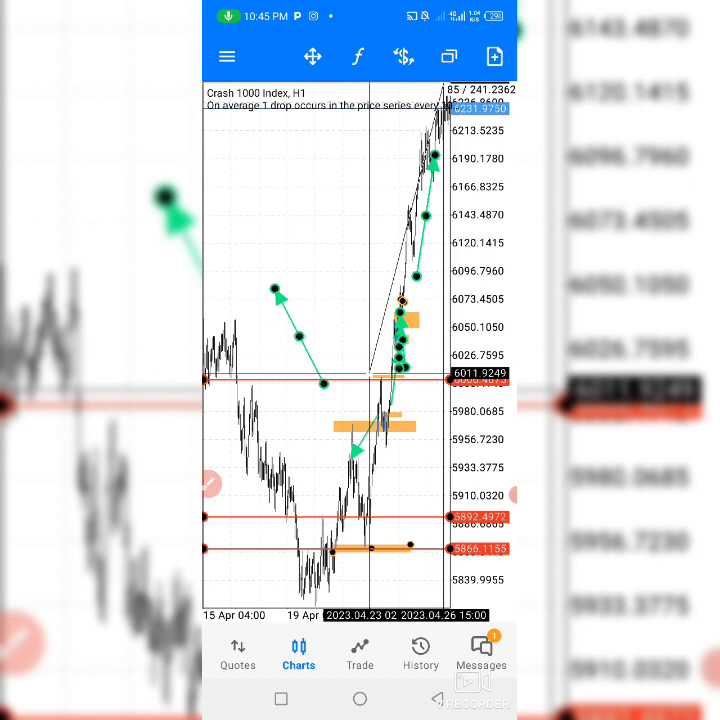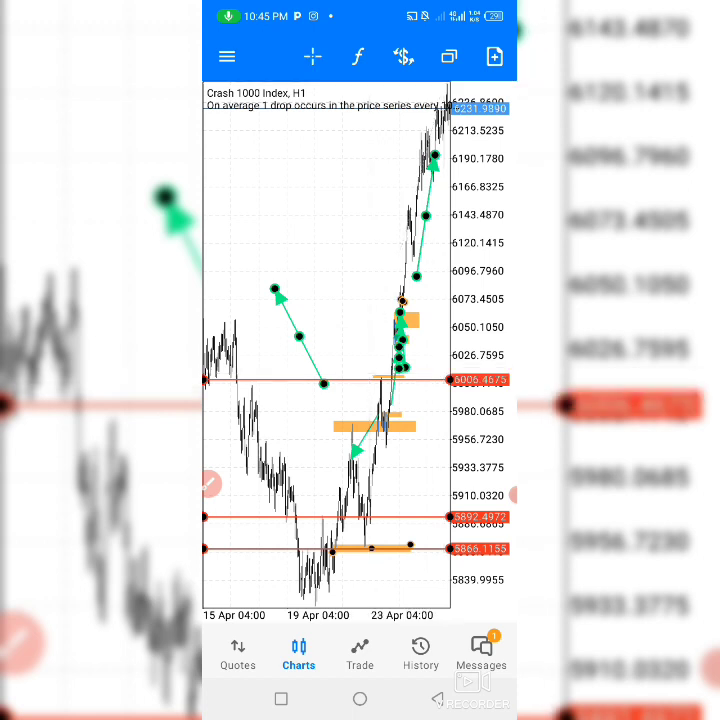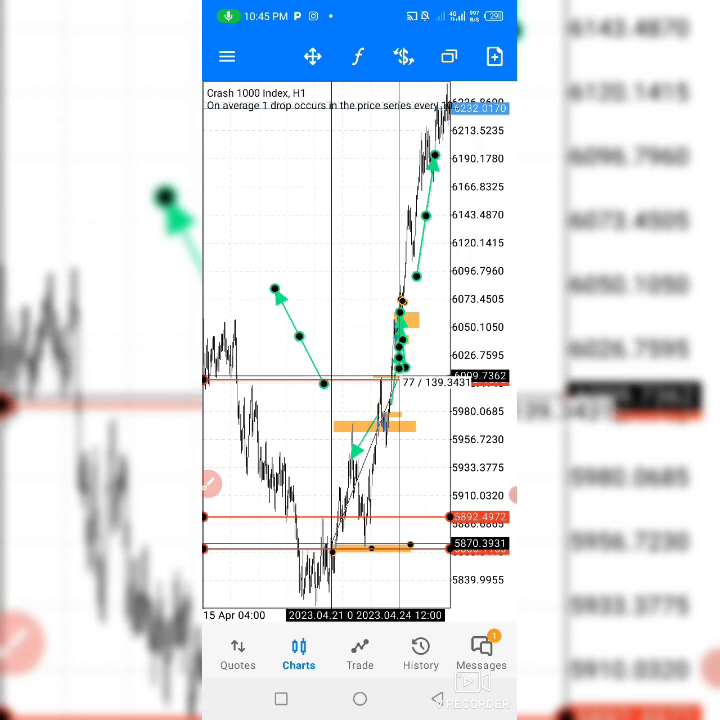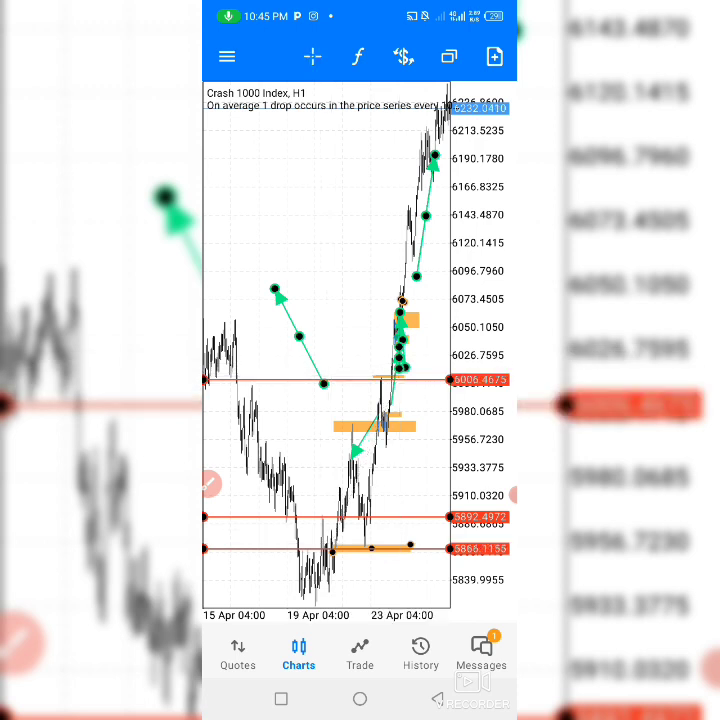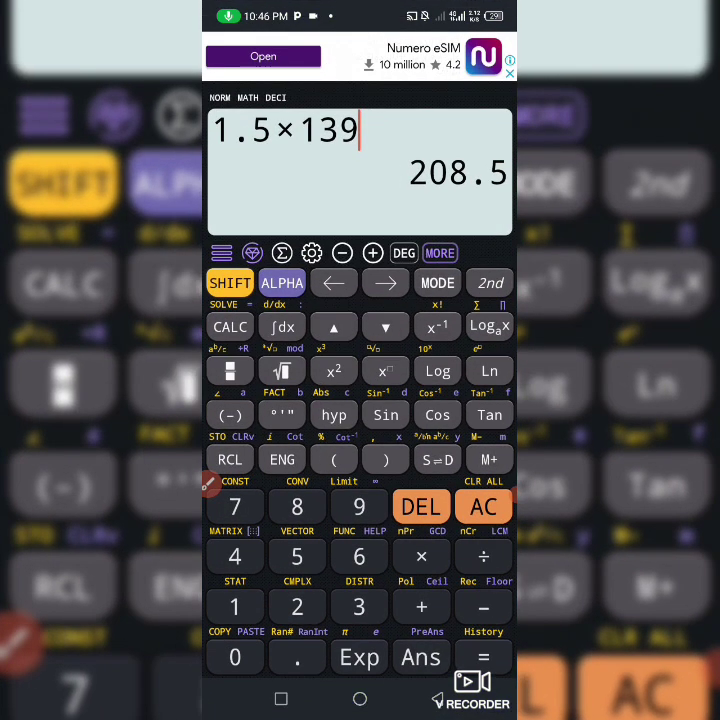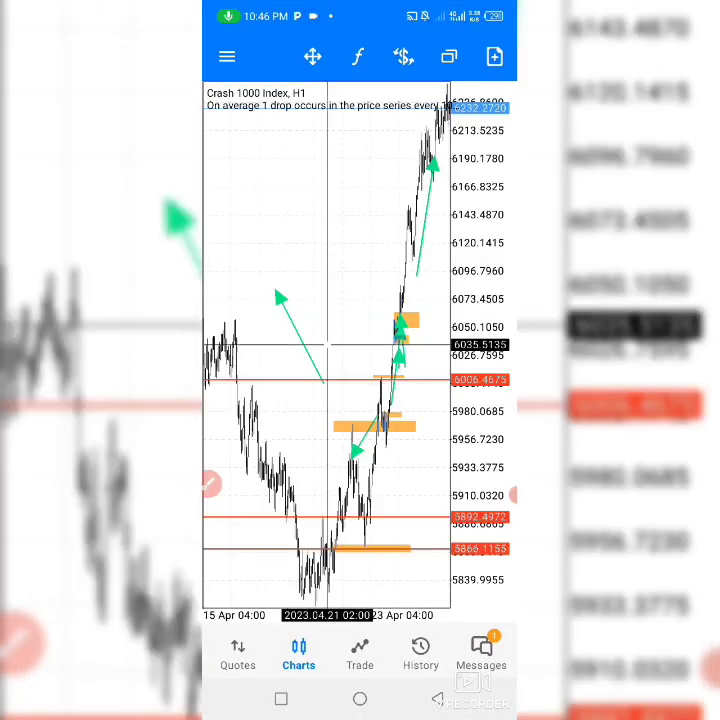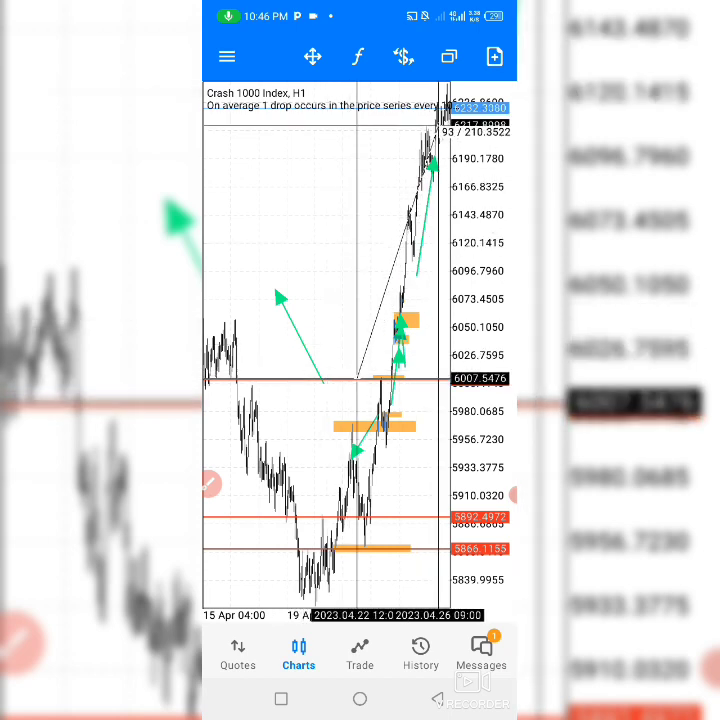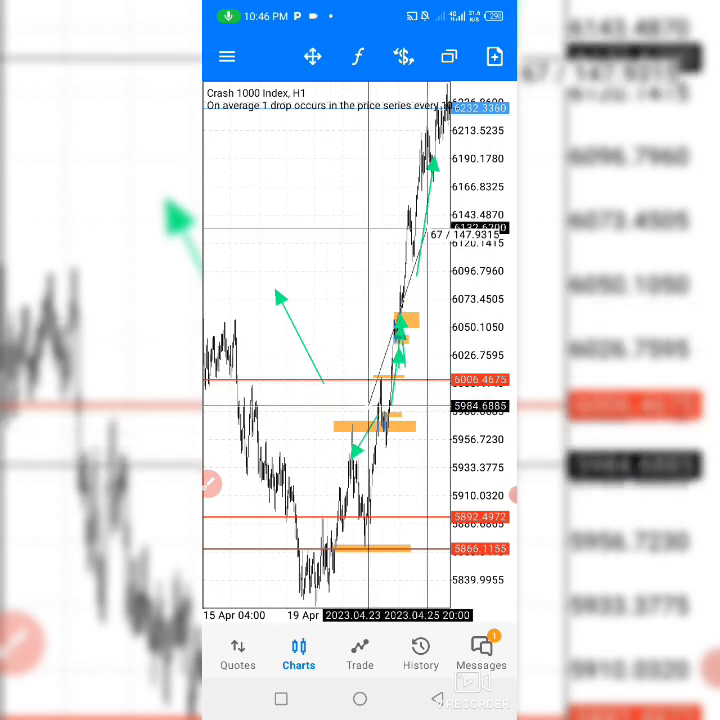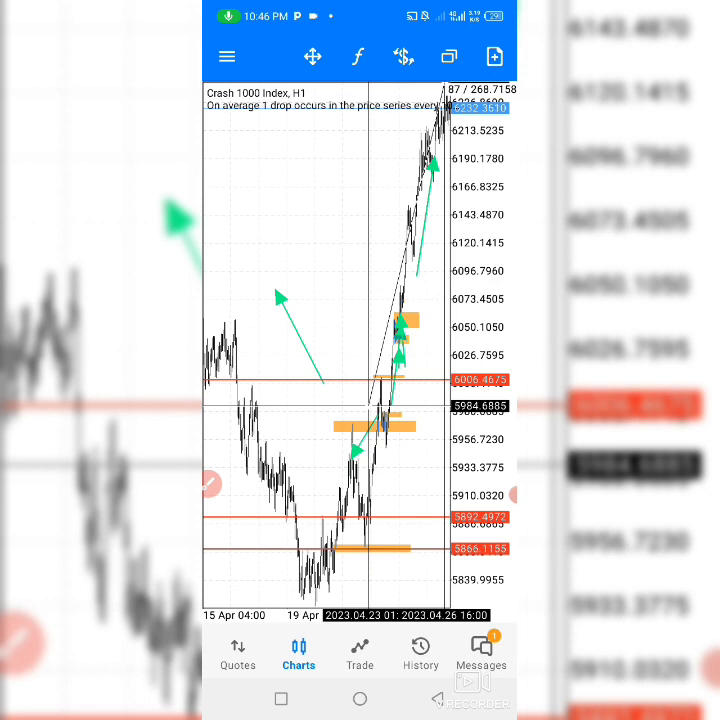Or you target 2 times or 1.5 times the previous impulsive move. The previous impulsive move was this, so you can target 139, then you can target 1.5 times 139. Let's go to the calculator. You see, once I go to the calculator, we are targeting over 200 pips. Remember, we are entering somewhere here. See, close to more than 260 pips. That's cool. This is so powerful.